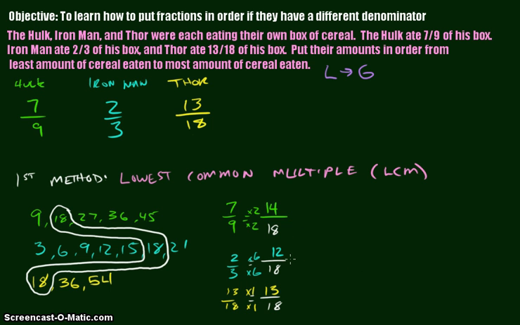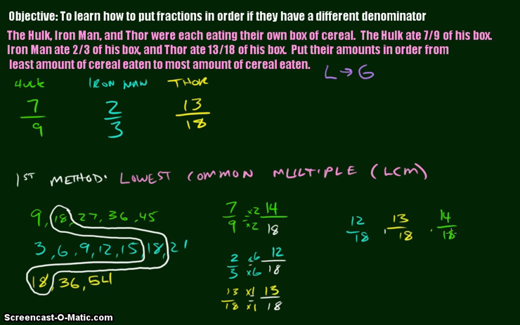So now that they're all out of 18 pieces, and I know all these pieces are the same size, because that's what the denominator tells me, I can put them in order. I know that the smallest number here is 12/18. And then my next number is going to be 13/18, which is Thor. And then my final fraction is going to be the Hulk. He's got the most with 14/18. No, not 7/18, sorry.